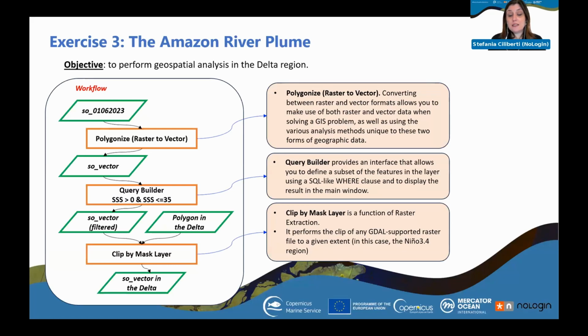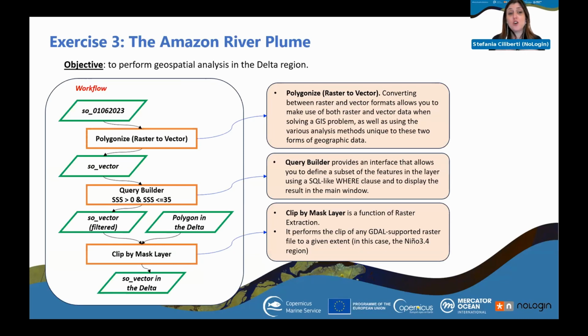And this is done again by implementing a set of steps that requires the transformation of our raster of reference, that is the sea surface salinity layer that I was showing to you before, to vector, in order to have the composite of polygons that characterize your raster map.